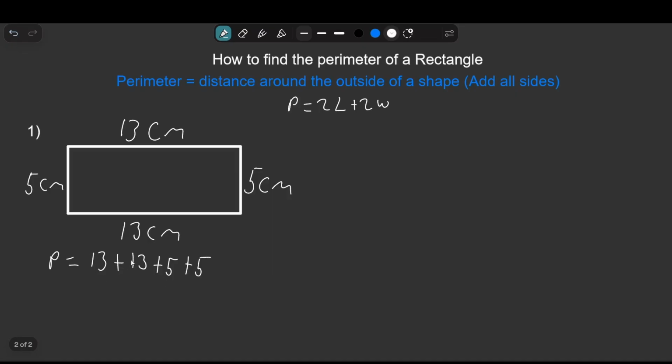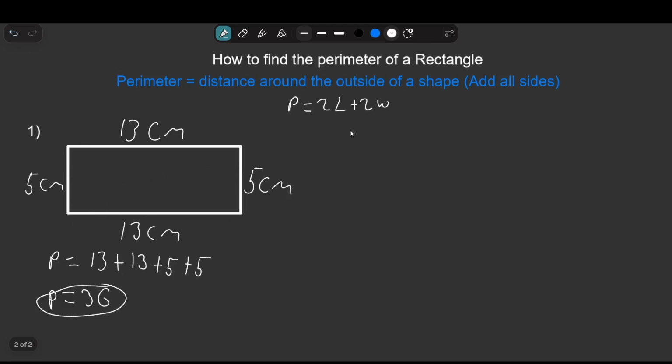So 13 plus 13 equals 26, plus 5 is 31, plus 5 again is 36. So our perimeter will be 36. Now I'm going to show you how to use this formula here. As we know, we have two lengths and two widths. These are the lengths, these are the widths.